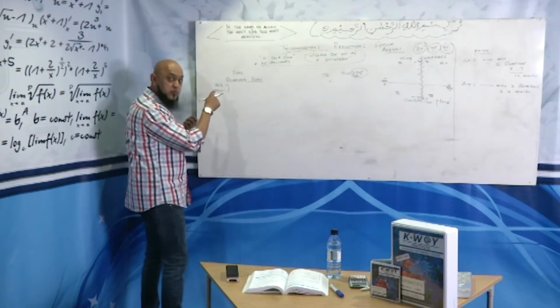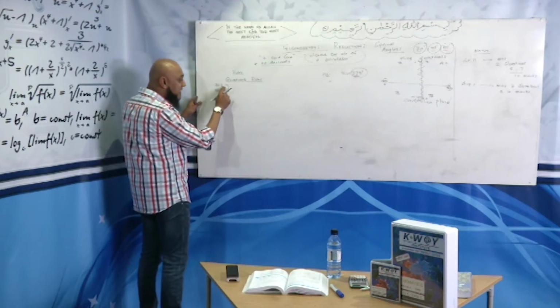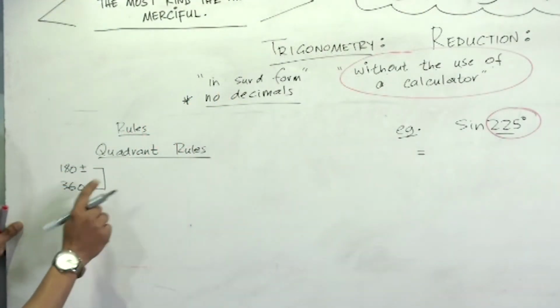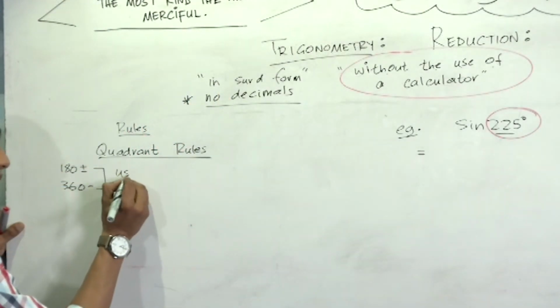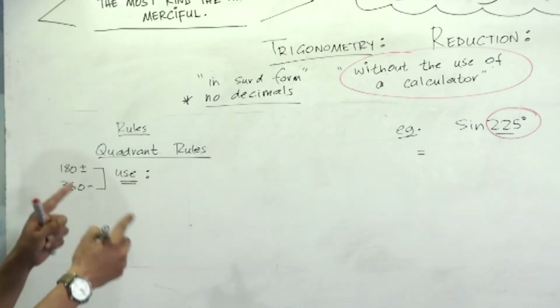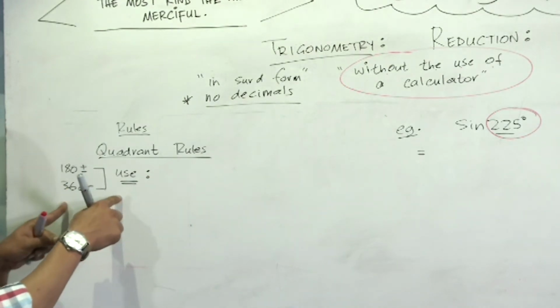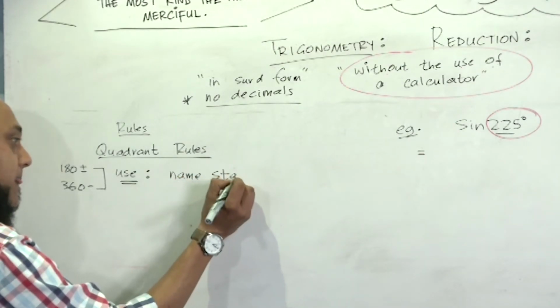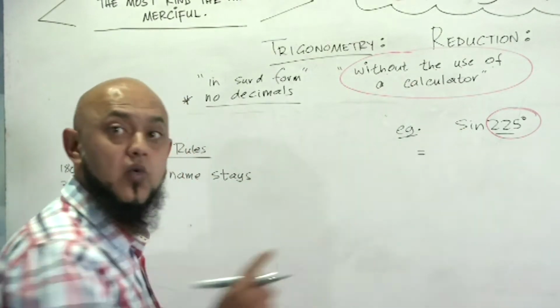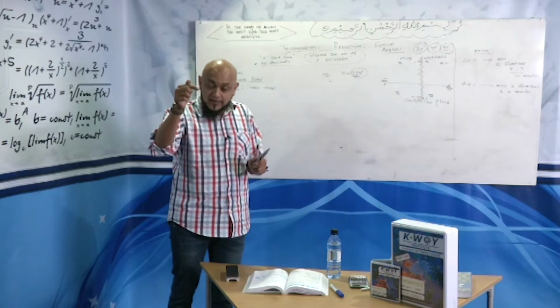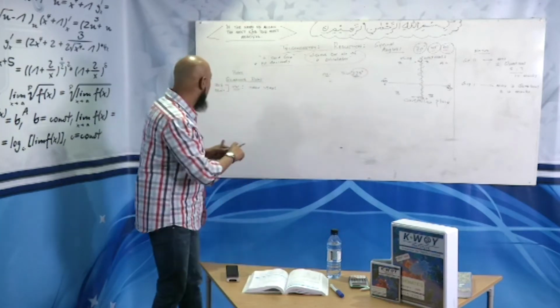So, let's just first put down the rule. The 180 plus, 180 minus, 360 minus, quadrant 3, quadrant 2 and quadrant 4, we're going to use. And why are we going to use it? Here's the answer to that. This is the explanation as to why we're going to be using that. Because the name stays. So sine will remain sine. Cos will remain cos. Tan will remain tan.